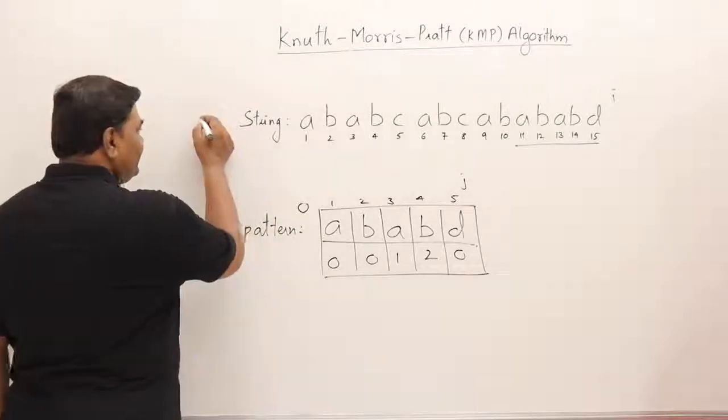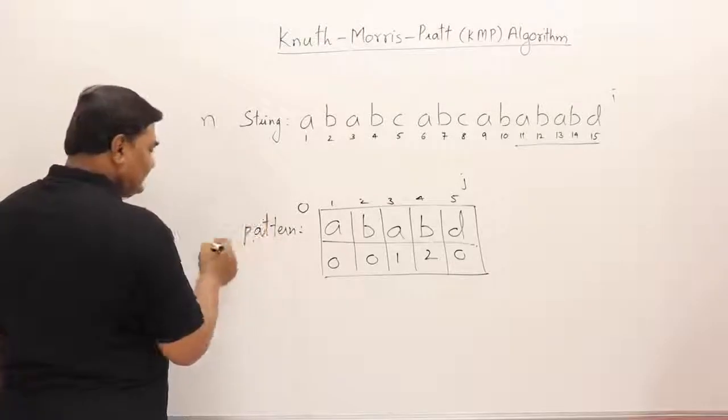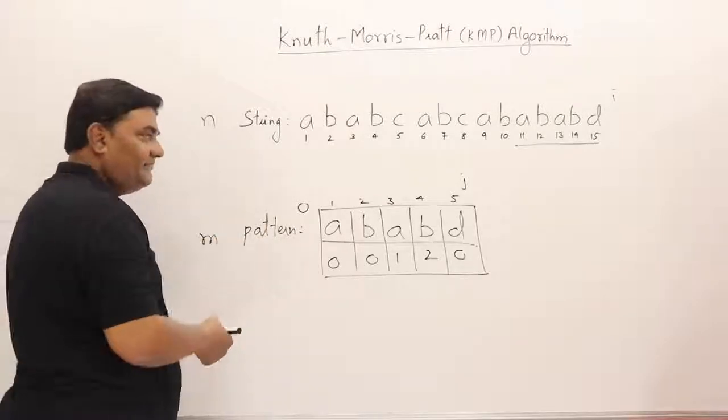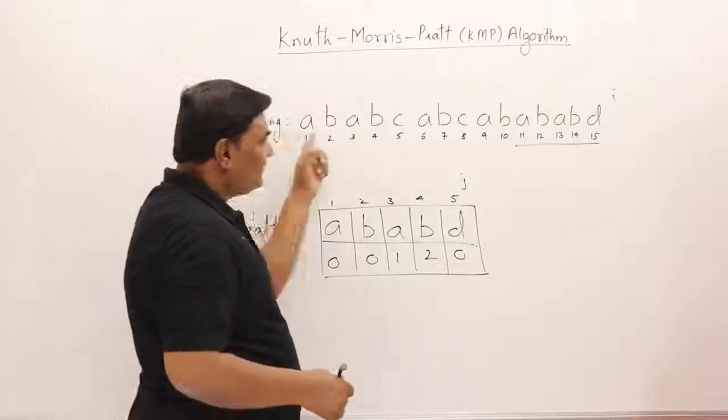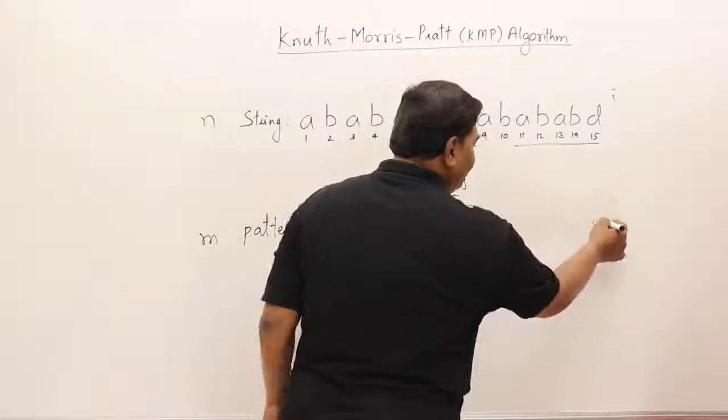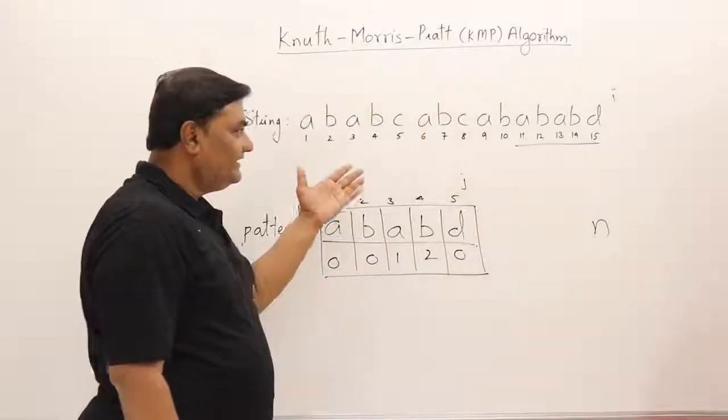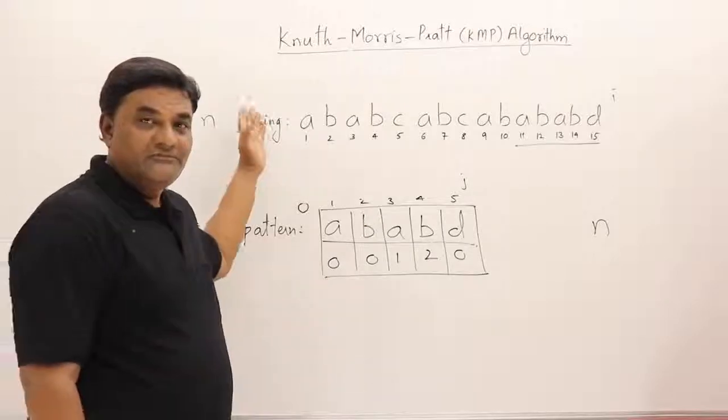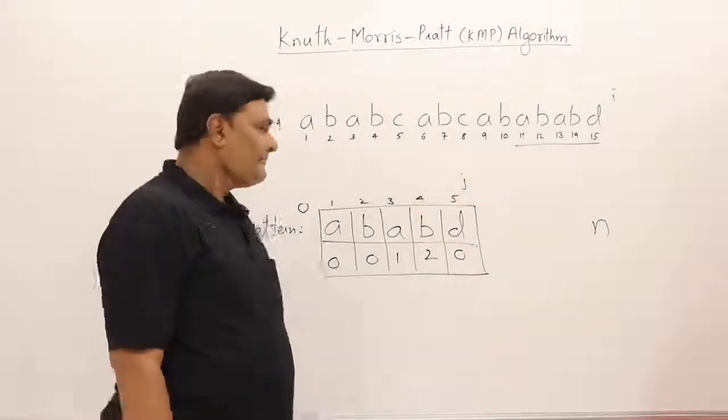Then what is the time complexity of this KMP? See, the size of the string is N and the size of the pattern, if I say M. Then how many times we have gone through this? Only one time. How many alphabets? N. So N is the time taken for parsing through this string.